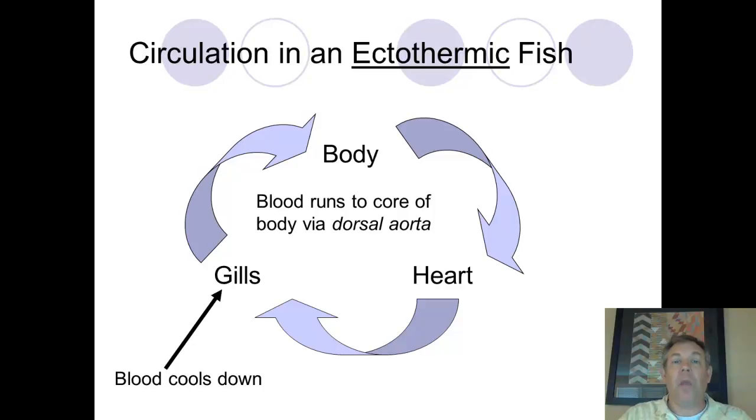And so then blood runs from the gills down the dorsal aorta, which is a big aorta going down, obviously, the dorsal side of the fish, and that takes that cool blood to the core of the fish and keeps the whole body cool.